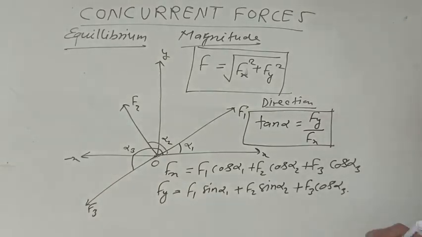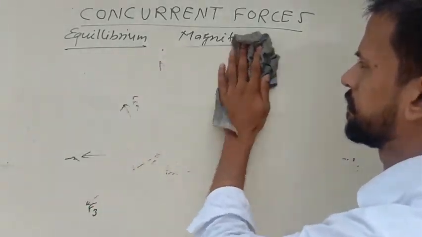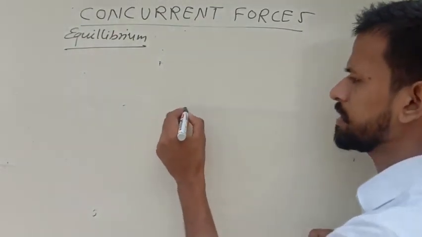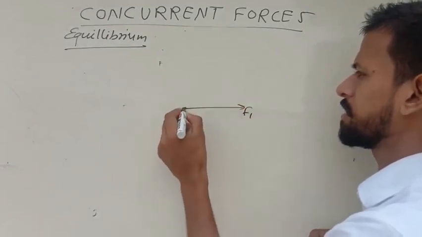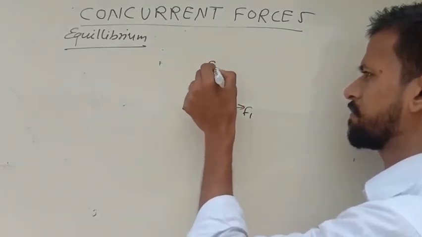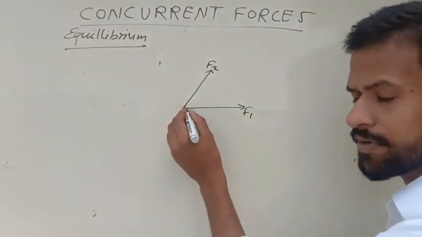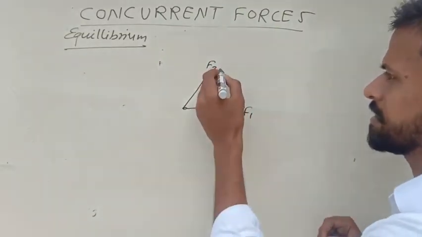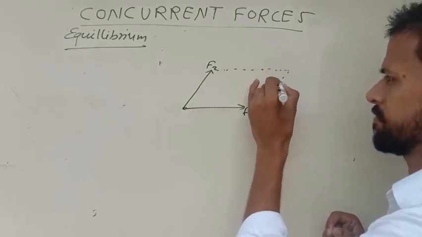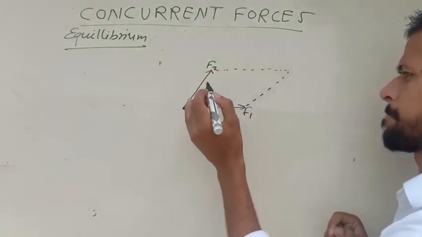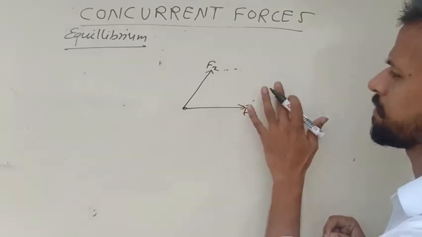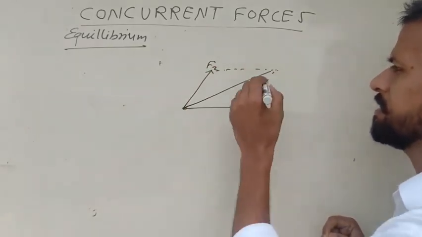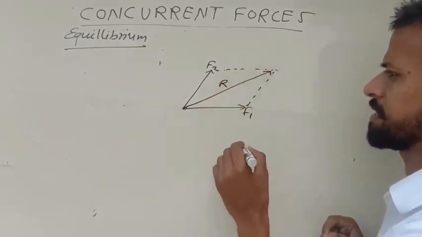Now let us consider that at this point there are two forces, one is F1 and one is F2. And the point of application is a single point, then we say these are concurrent forces. What is the resultant? For the resultant, we use the parallelogram method. This is the parallelogram method and this is the resultant.